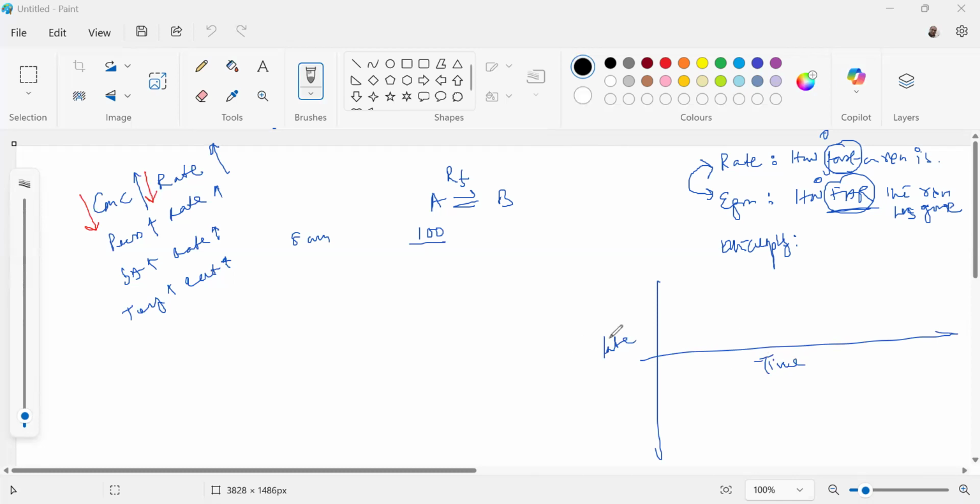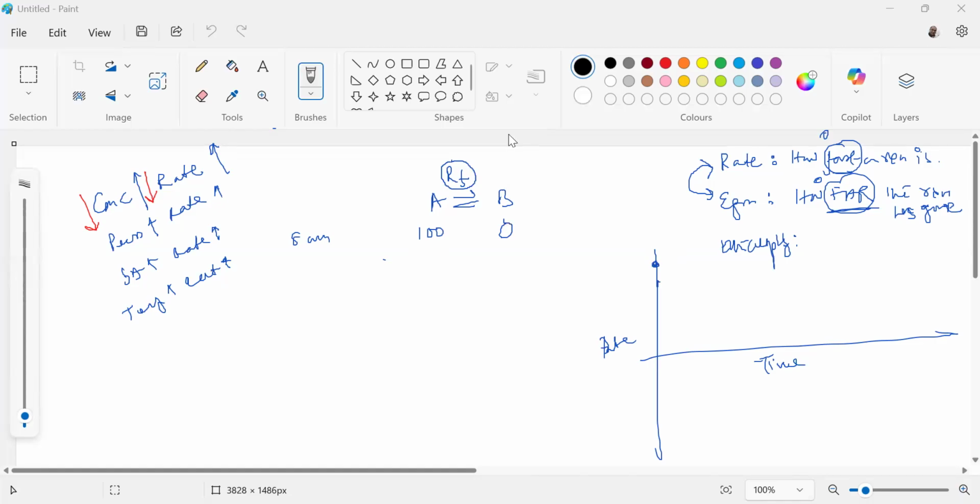Now, suppose you have gone to the lab at around 10 a.m. and you have added 100 A. So what happens? The forward reaction will be very fast, and the backward reaction is zero. This is the forward reaction. It's very high. The backward reaction will be zero because we have not taken any B, right? B is zero.